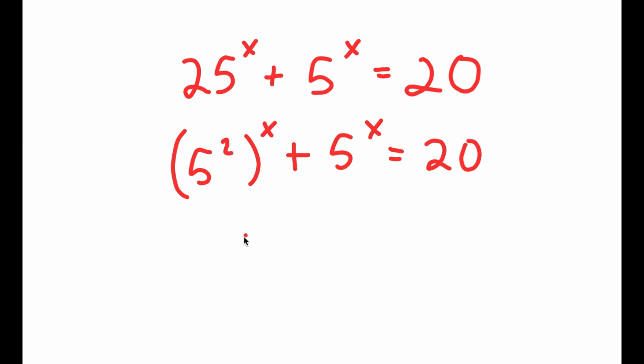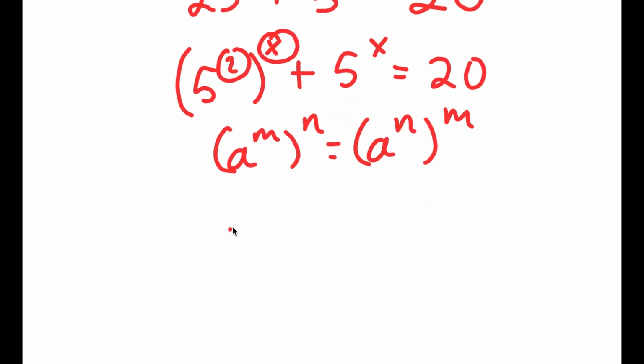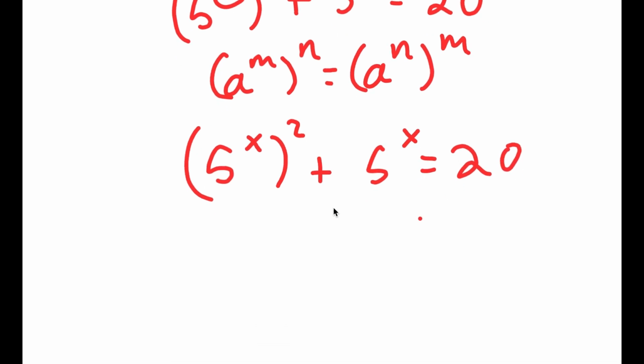Now, if I have something in the form a to the power of m to the power of n, this is the same thing as a to the power of n to the power of m, meaning I can switch these two exponents. So this is the same thing as 5 to the power of x to the power of 2. And I have this plus 5 to the power of x is equal to 20.